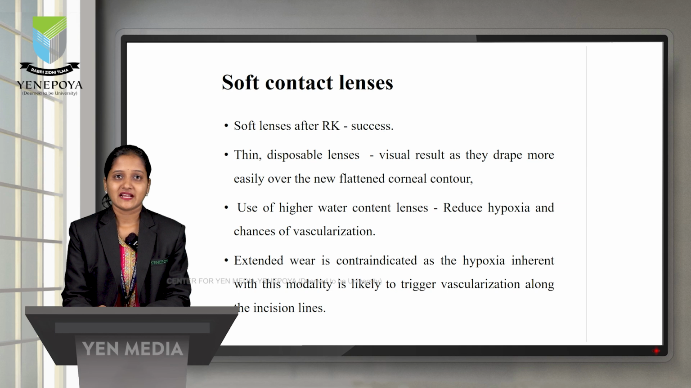Moving on to the soft contact lenses. Soft contact lenses after RK have been seen to be successful. We usually use thin disposable lenses, which give good visual acuity results as they drape more easily over the new flattened corneal contour. Use of high water content lenses reduces the chance of hypoxia and reduces the chance of vascularization as well. Extended wear is contraindicated as the hypoxia inherent with this modality is likely to trigger vascularization along with the incision lines.